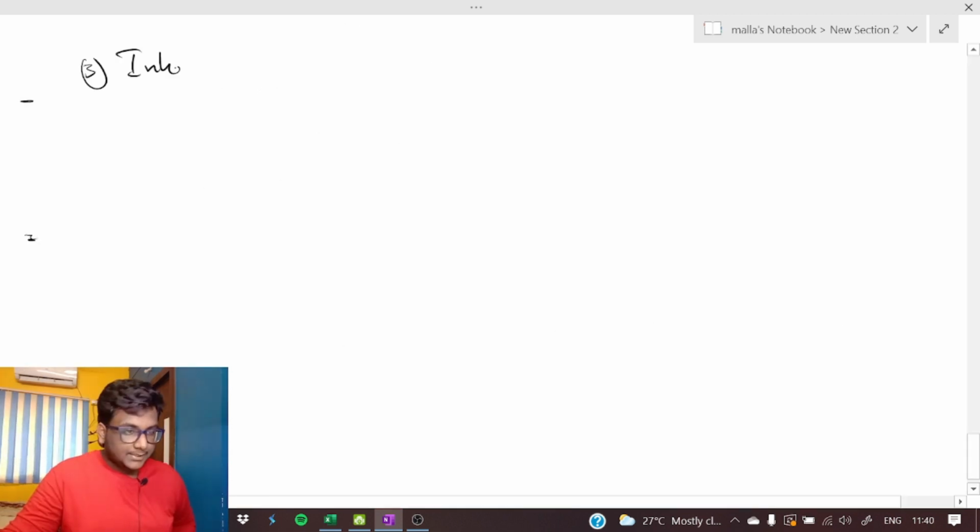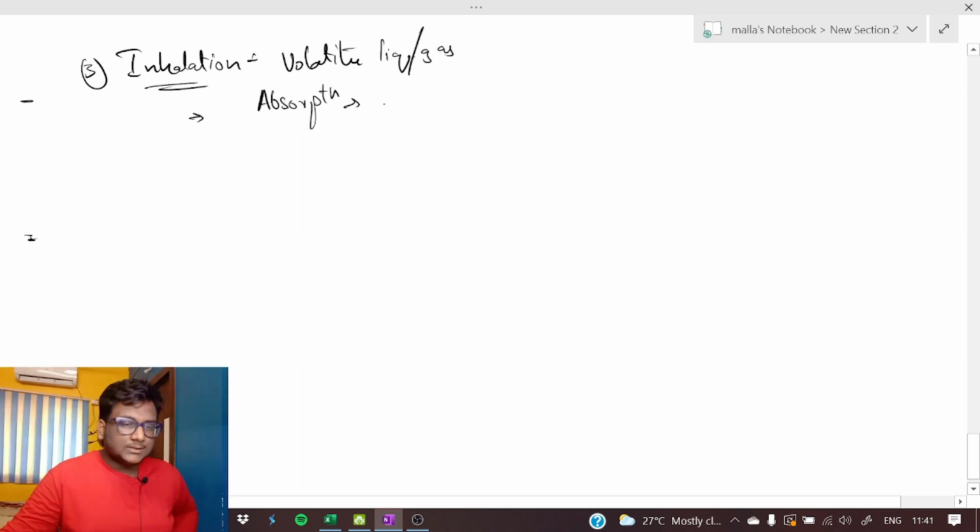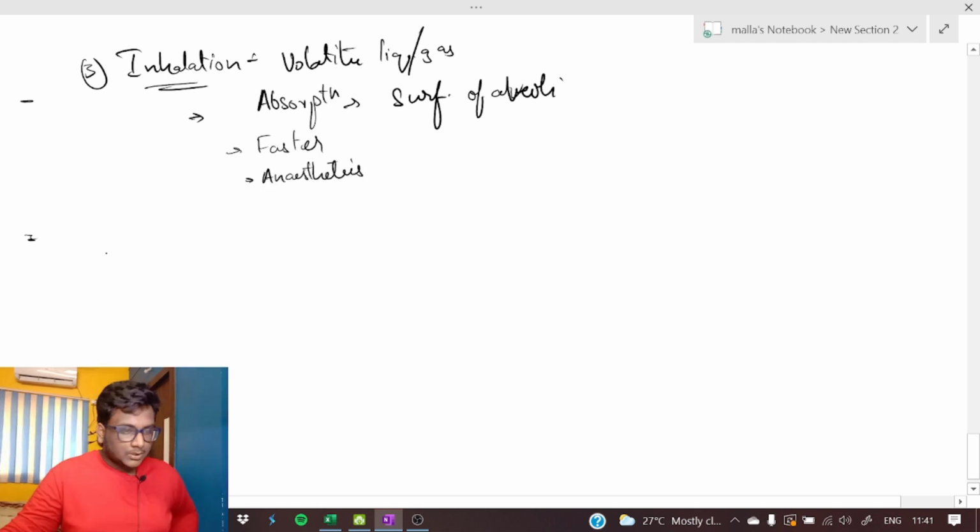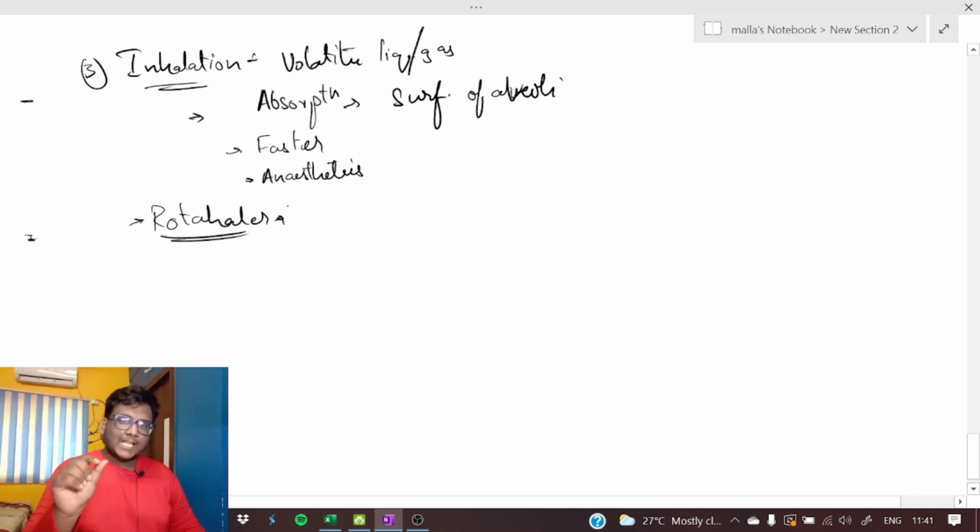Third one is inhalation. Only volatile liquids or gases are used, and absorption occurs at the surface of the alveoli. It is also fast and mainly used in anesthetics. For example, Rotahaler. Rotahaler is nothing but the same as an inhaler, but we use a small capsule which is placed into the Rotahaler, and we rotate the top of the Rotahaler, which releases the powder or the drug into the inhaler, which we can inhale.